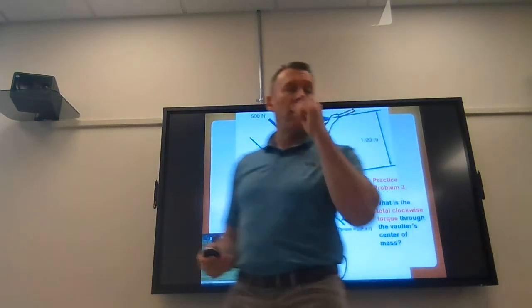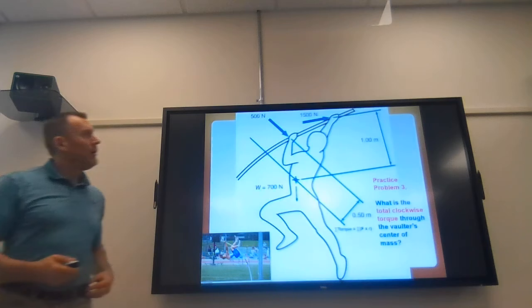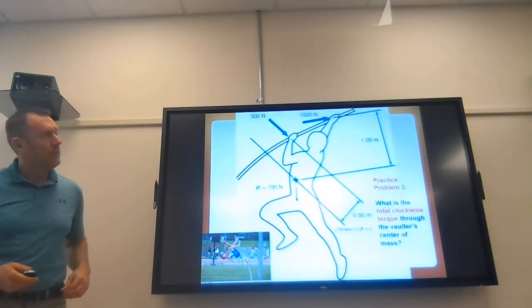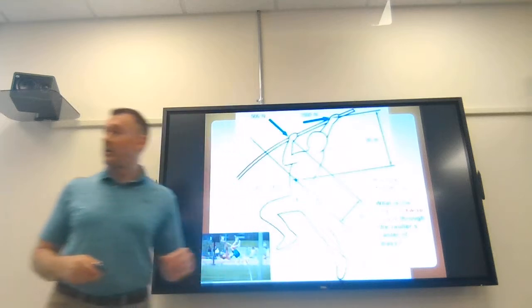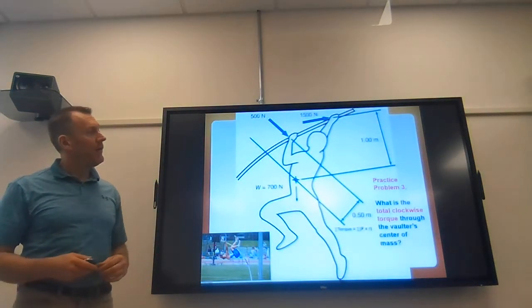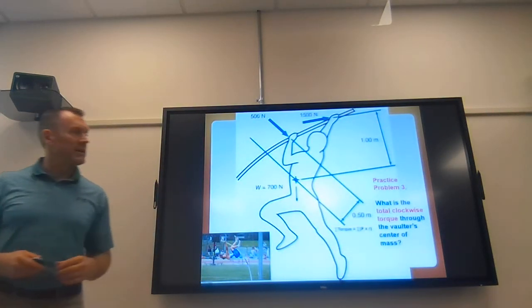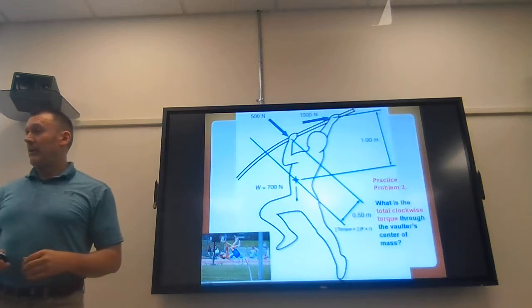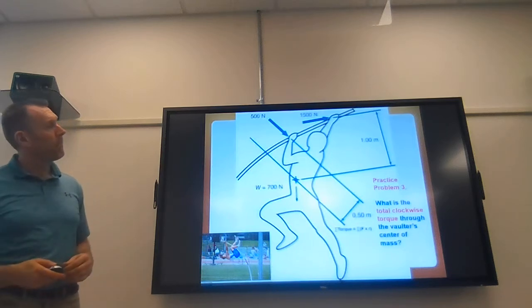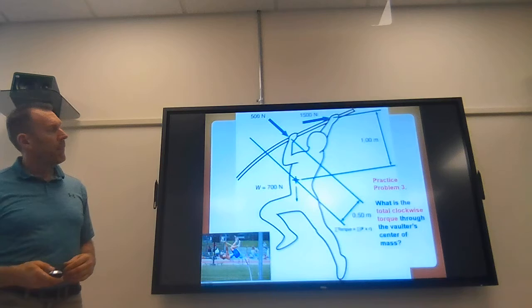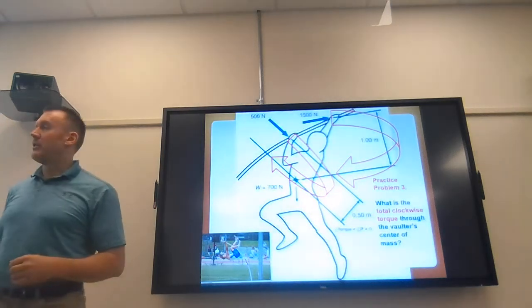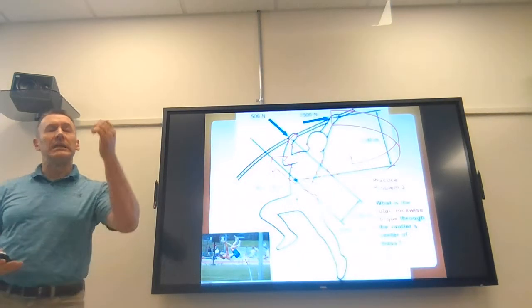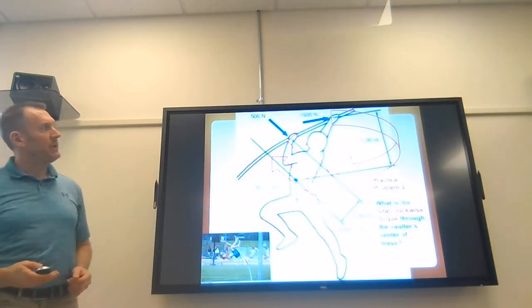Okay, so next problem, talking about pole vaulting. So what is the total clockwise torque? This is a torque that's going to turn the vaulter onto their back as they begin going up into the air.